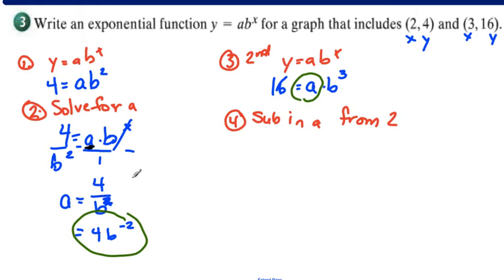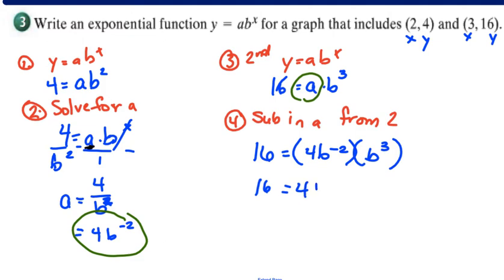Okay, so we've got 16 equals a is 4b to the negative 2 times b cubed. So when we're multiplying powers with the same base, we keep the base and add the powers. 3 minus 2 is just 1. So now we have 16 equals 4b to the first power, or just 4b. Now, obviously, it's easy from here on out. It just falls into place.